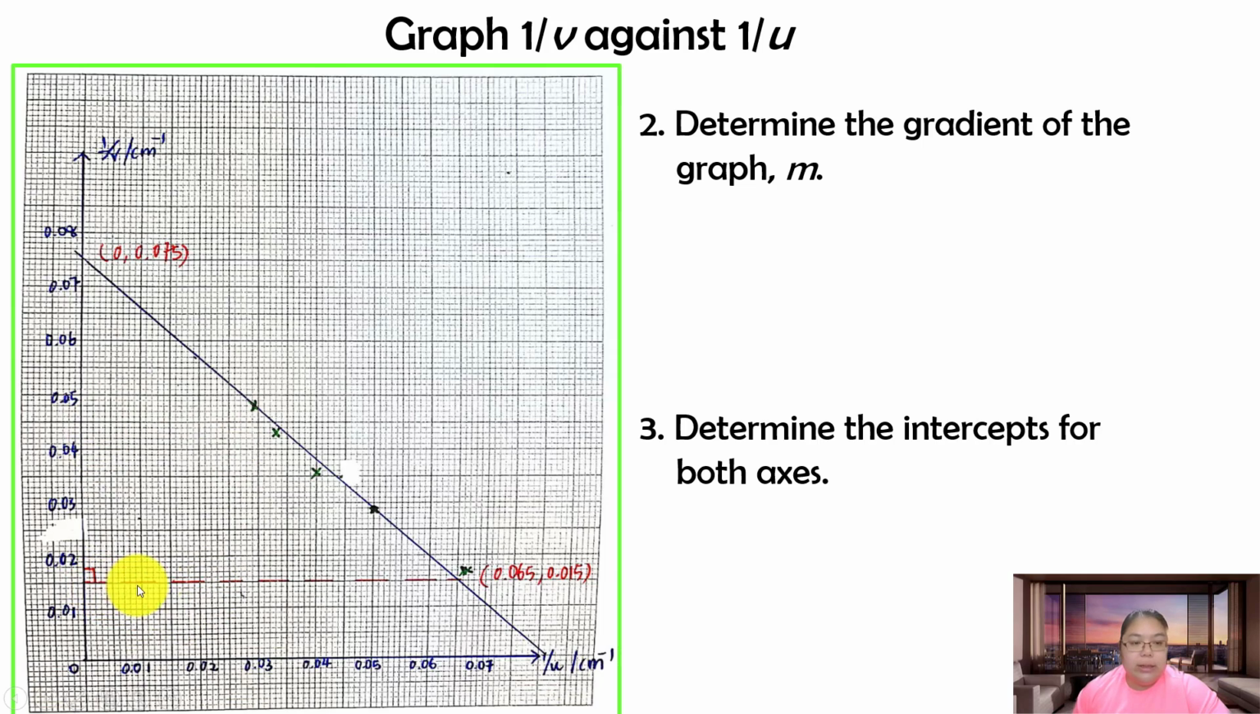I have already drawn this one. Can you see the red color? I put one perpendicular, then this one is my coordinate. So I take this point and also the last point. So from here, we want to determine the gradient.